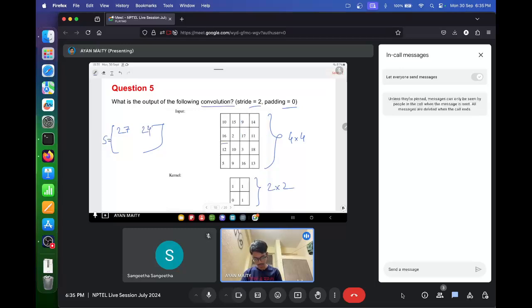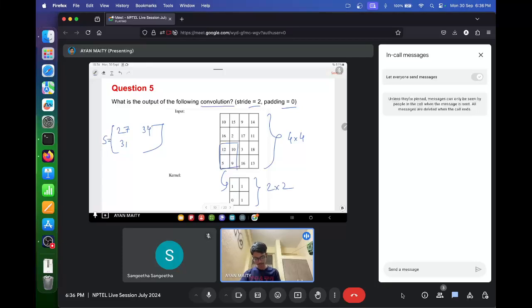Now the next 2 by 2 window is this one, again pointwise multiplication with the kernel followed by summation. So the third element would be 12 plus 10 plus 9, which is 21 plus 10, which is 31.